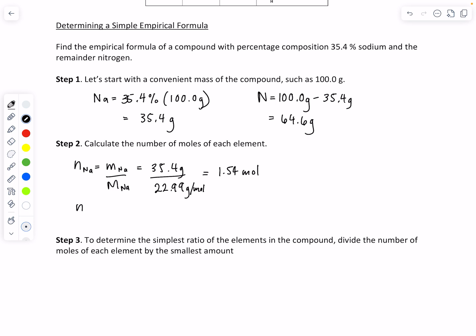Let's do the same for nitrogen. We'll find the mass of nitrogen divided by the molar mass of nitrogen. That's 64.6 grams divided by the molar mass, which is 14.01 grams per mole. And we see that we end up with 4.61 moles of nitrogen.